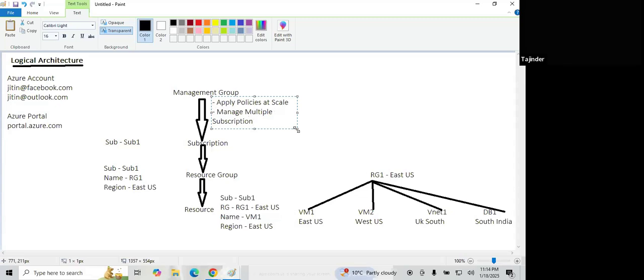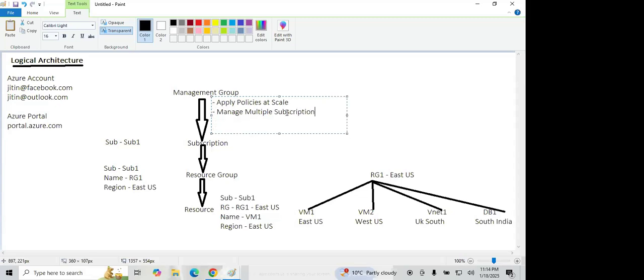So policies can be applied at scale. Basically, at a very high level, we would be able to apply the policies. And in case we have multiple subscriptions and we would like to manage them, that can also be done with the help of this management group. So these two things can be achieved, right?